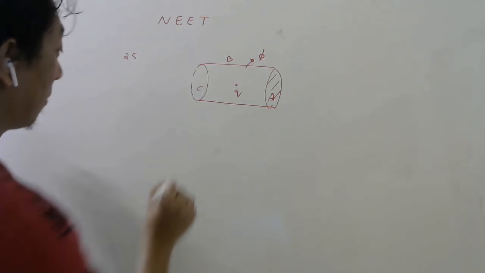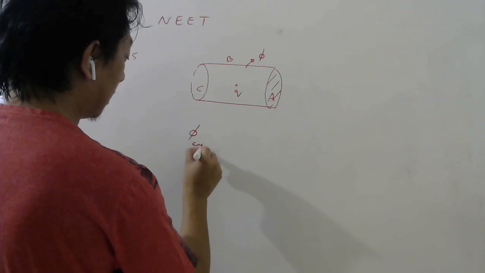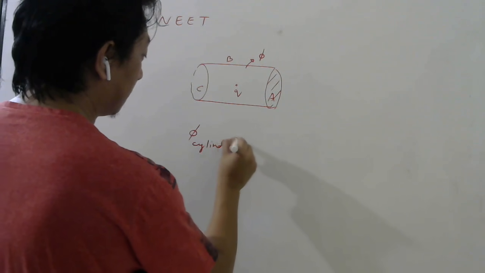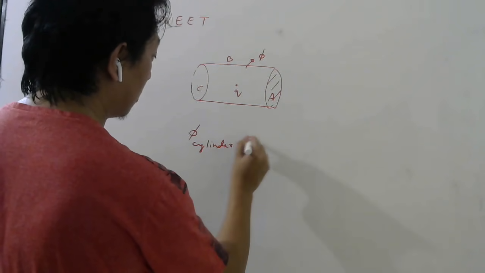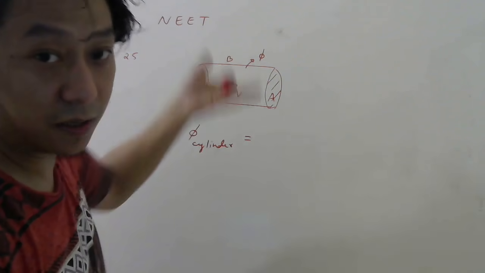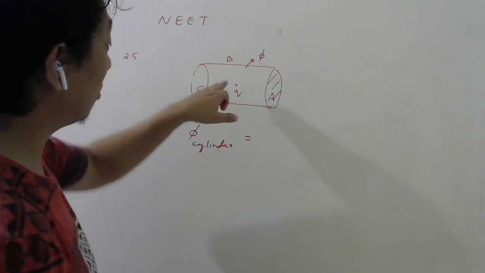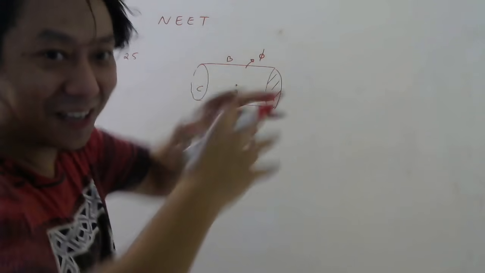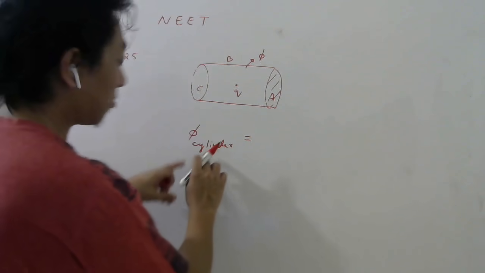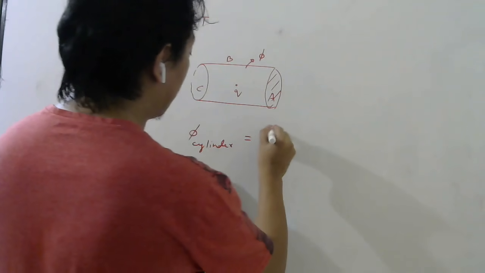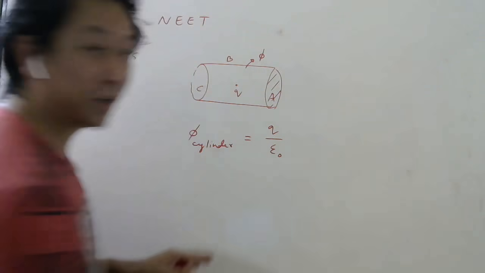Now look here, total flux through the cylinder if I ask, can I use Gauss law? Yes, because this charge is inside. It doesn't need to be at the center. It can be here also, here also. But in the question, it is inside. At the center means it is inside the cylinder. So what would be flux through the cylinder? It will be Q divided by epsilon naught according to Gauss law.